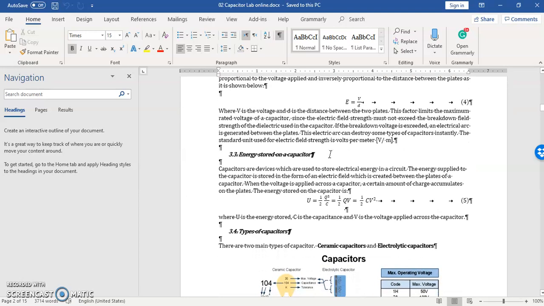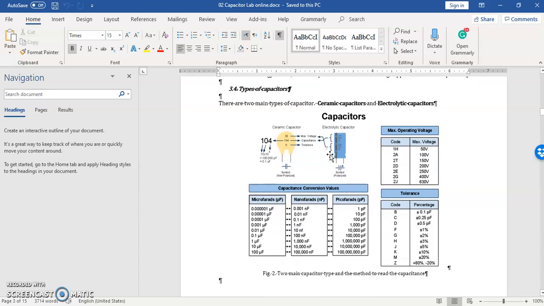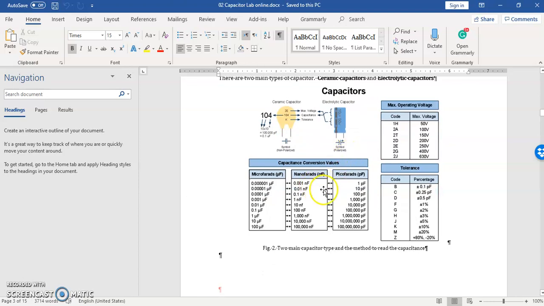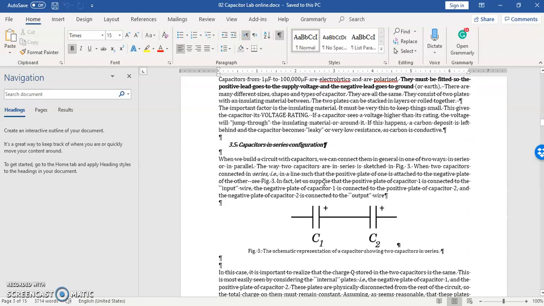So also how much is the energy stored in a capacitor, and what are the different types of capacitors in terms of the ceramic capacitors or electrolyte capacitors, which I have shown over here how to read them, and so all those information is provided. So I'm expecting you to go through it.